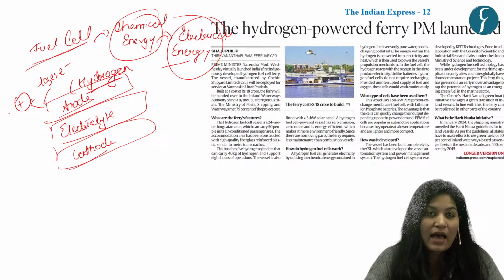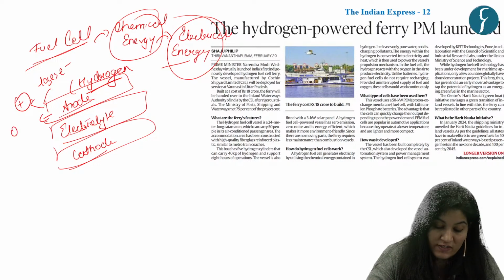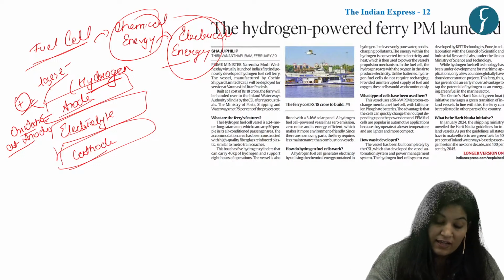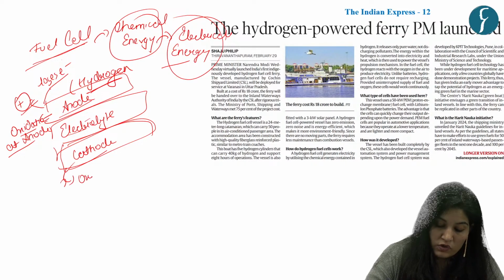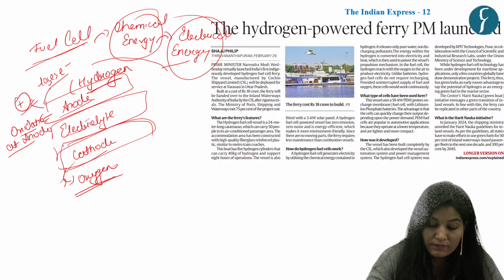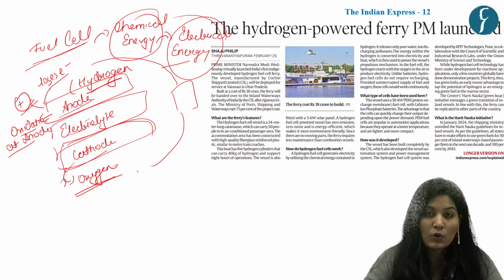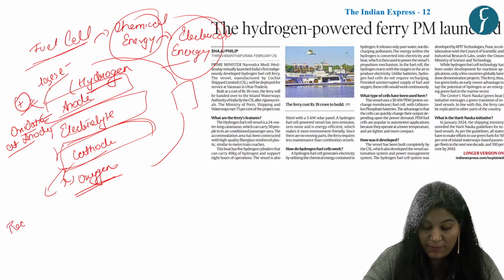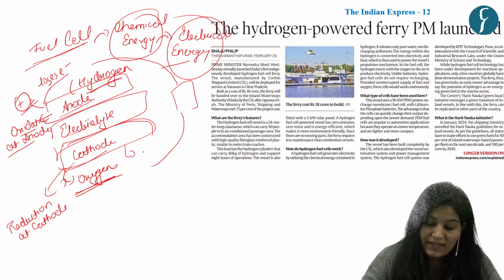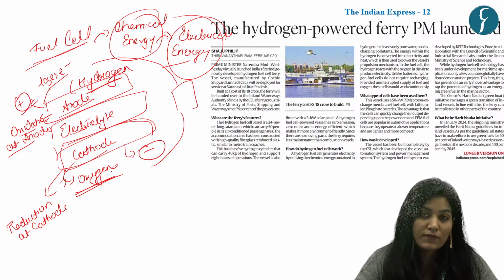Okay. So what is happening here? Oxidation at anode. Oxidation at anode means losing electron and getting positive charge. On the other side we have cathode and here the fuel is oxygen. So this oxygen gains electron from the anode and here reduction is happening. Reduction at cathode. So oxygen here gains electron and it will get negative charge. Now current flows from positive to negative.